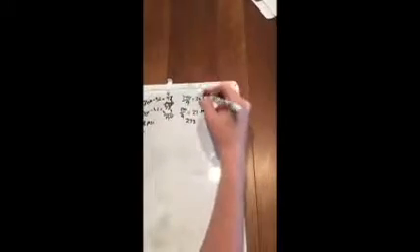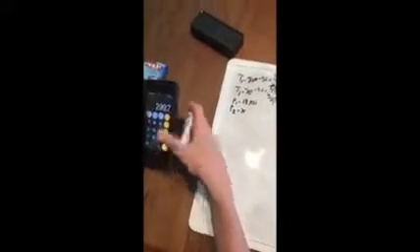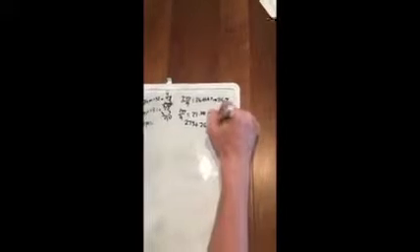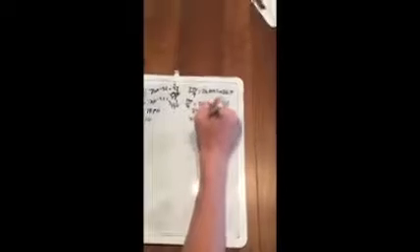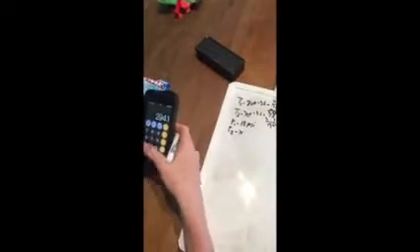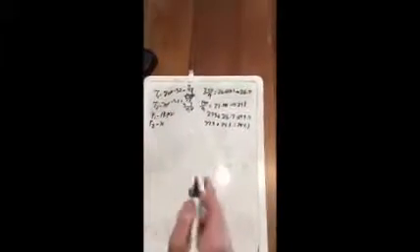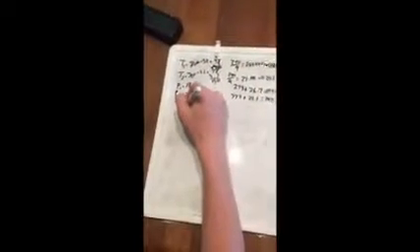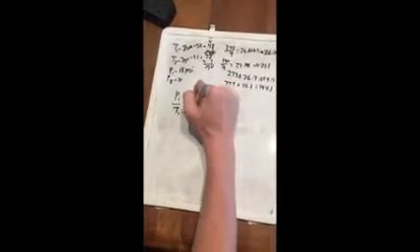Then you're going to do 273 because you're converting it to Kelvin. So 273 plus the degrees in Celsius. So 273 plus 26.7, and you get 299.7. And here you're 273 plus 21.1, which is 294.1. So then you're going to use the Gay-Lussac's law formula, which is P1 over T1 equals P2 over T2.